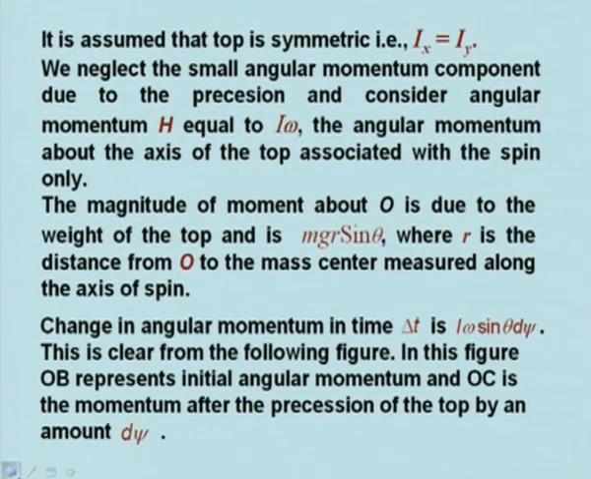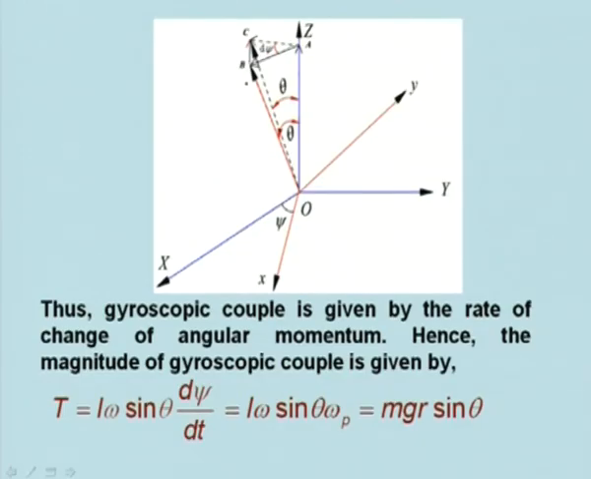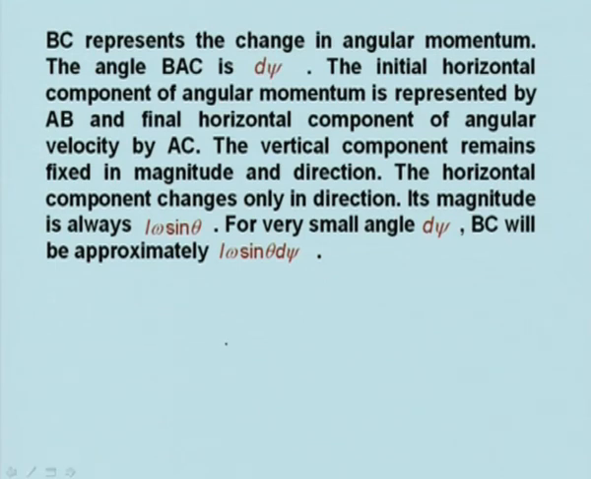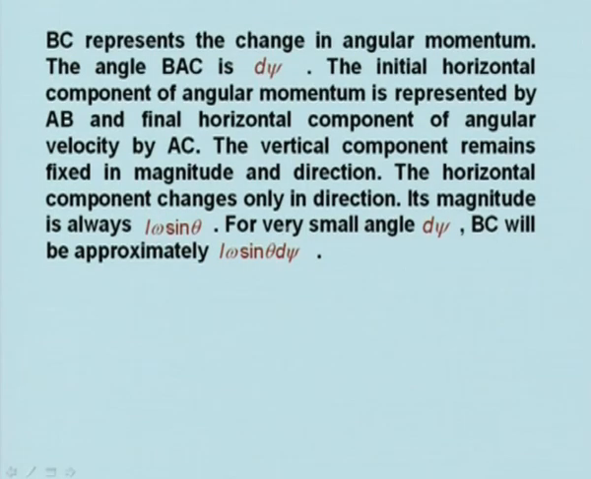So in the figure, OB represents the initial angular momentum and OC is the angular momentum after the precession of the top by an amount d psi. BC represents the change in angular momentum. The angle BAC is d psi. The initial horizontal component of angular momentum is represented by AB, and the final horizontal component by AC.